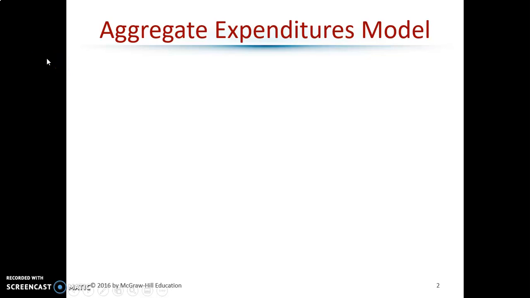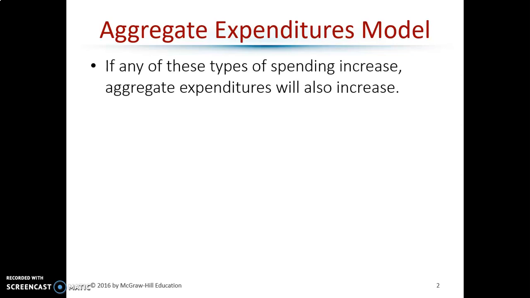And there's a reason we're doing that instead of GDP, where we're taking GDP down into its component parts in order to figure out what aggregate expenditures has to do with GDP and closing those recessionary and inflationary gaps. So the idea behind why we're doing this, in that previous equation, the GDP equation, if any types of spending in that equation increase, aggregate expenditures will also increase. This is kind of obvious.